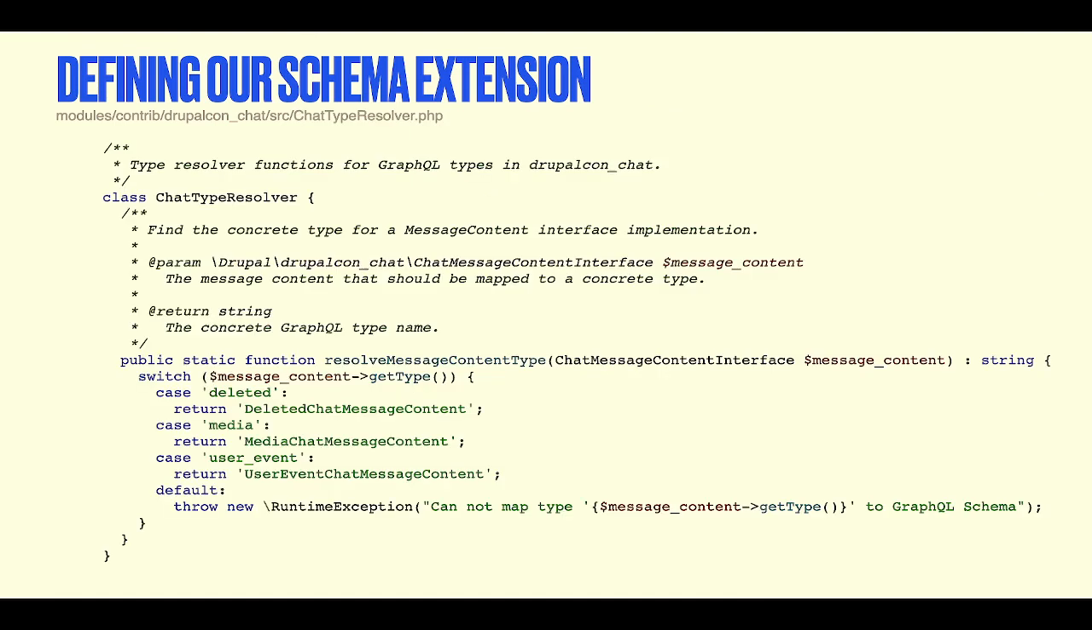If we look at that class, it's quite simple, actually fits on a slide, has a single function, gets the resolved value, the chat message content, we'll simply query its type, and the return value is a string of the concrete type. So after calling this, the GraphQL library would know what the concrete type is that it needs to continue resolving values for.